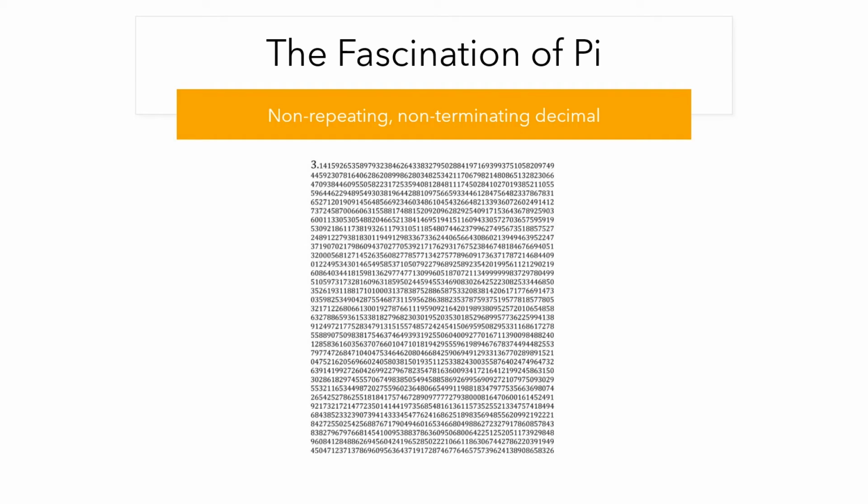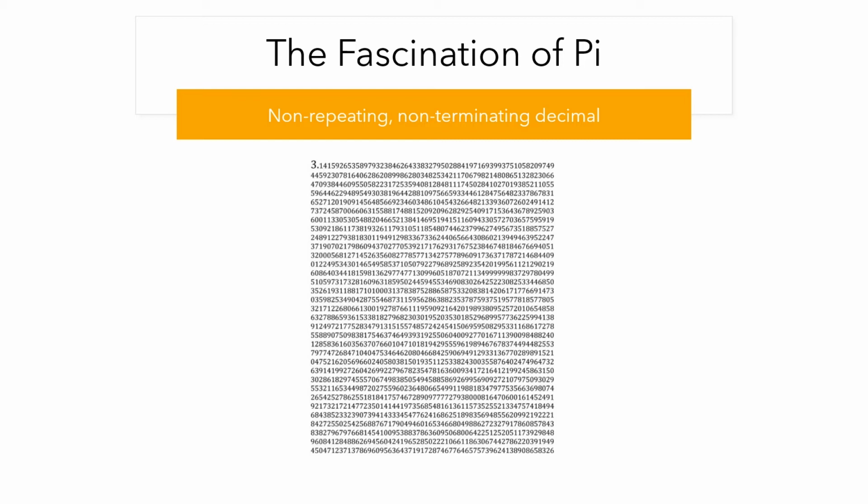Pi is one of the most fascinating concepts in mathematics. What makes the number so fascinating and intriguing to mathematicians is it's a non-repeating, non-terminating decimal. This means it never ends and it never follows a pattern, which makes it what we call an irrational number. Therefore, everything we do with pi is truly an approximation because the decimal never ends and it never repeats.